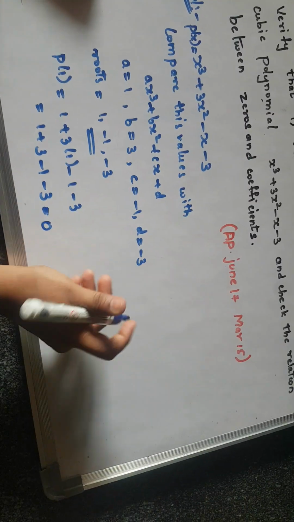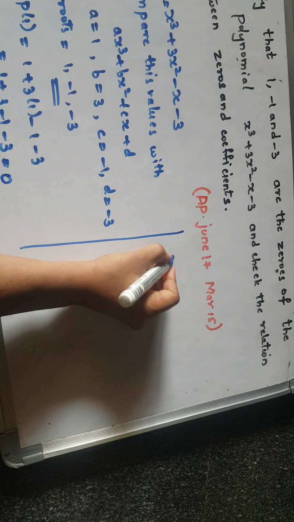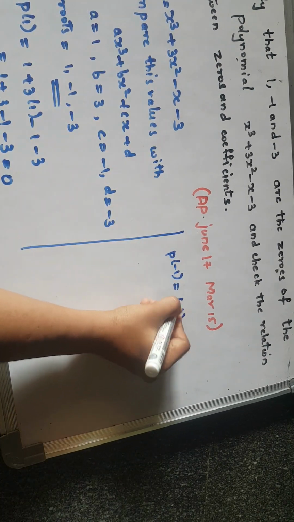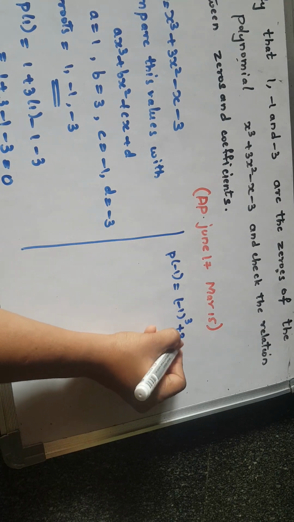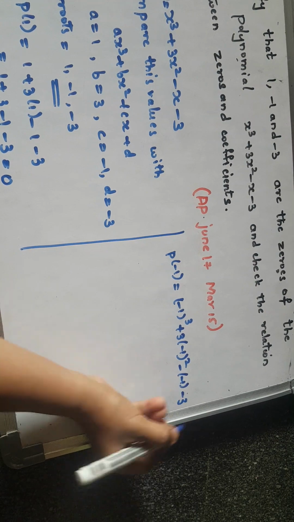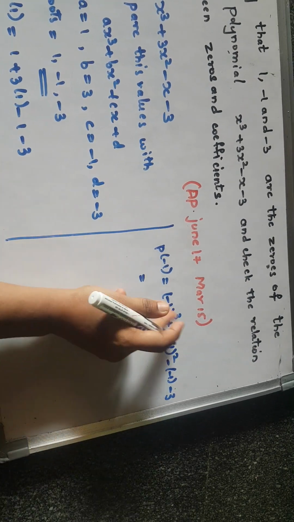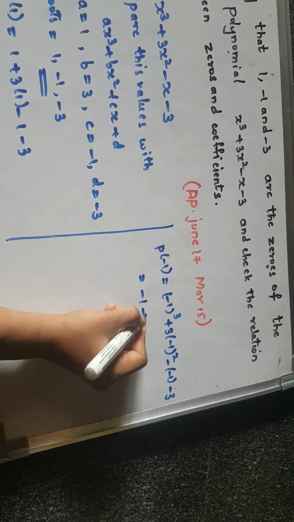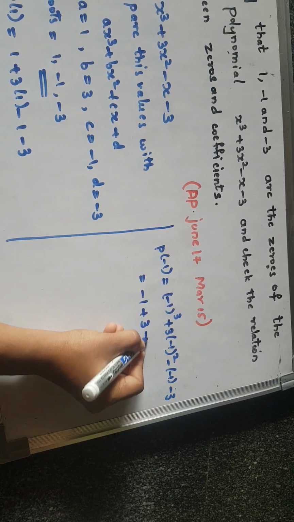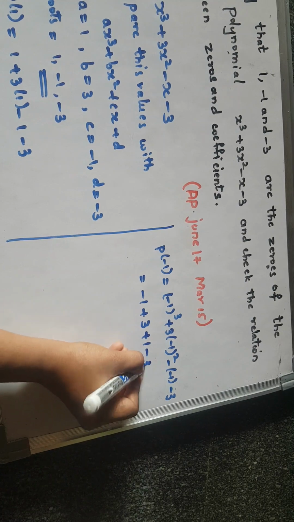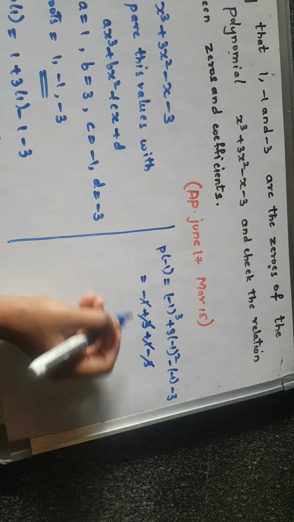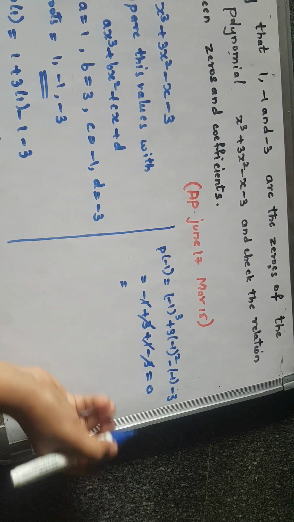Okay, now put p of minus 1 in these values. Minus 1 whole cube plus 3 into minus 1 whole square minus of minus 1 minus 3. Minus 1 whole cube becomes minus 1, plus 3 into minus 1 whole square, 1, minus of minus 1 plus 1, minus 3. These values are cancelled, plus 3 minus 3 and plus 1 minus 1 are cancelled, so this value is becoming 0.